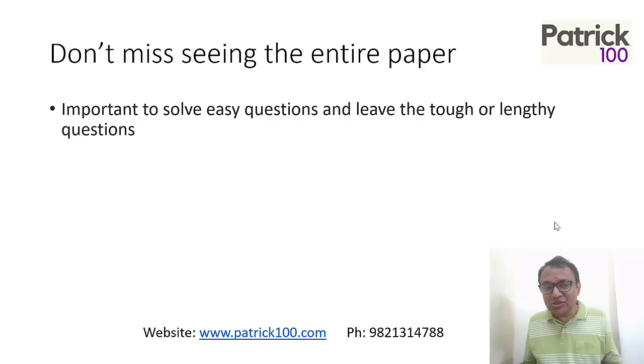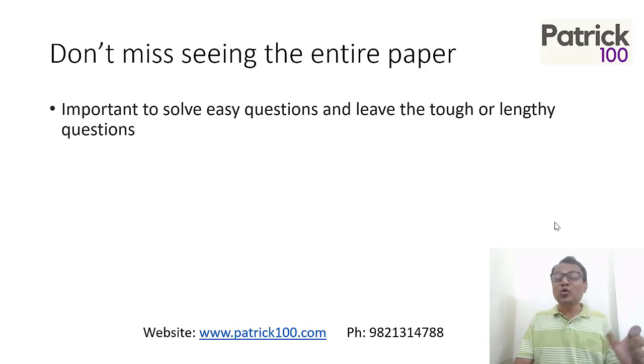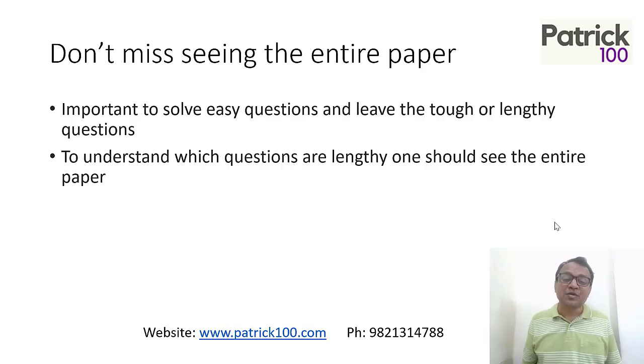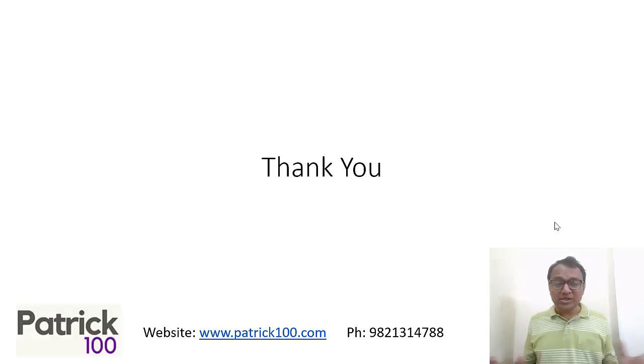Have a glance at every question. It hardly takes 3 or 4 seconds to see a question. I'm not even saying read it. I'm saying just see a question. Seeing a question, if you feel it's lengthy, leave it. See the entire paper so that you don't miss out on anything which is easy. To understand which questions are lengthy and which are easy, one should see the entire paper. Then only you will get it, right? So follow these rules as far as possible. Avoid these mistakes. These are the common mistakes that people make while writing the SNAP paper.